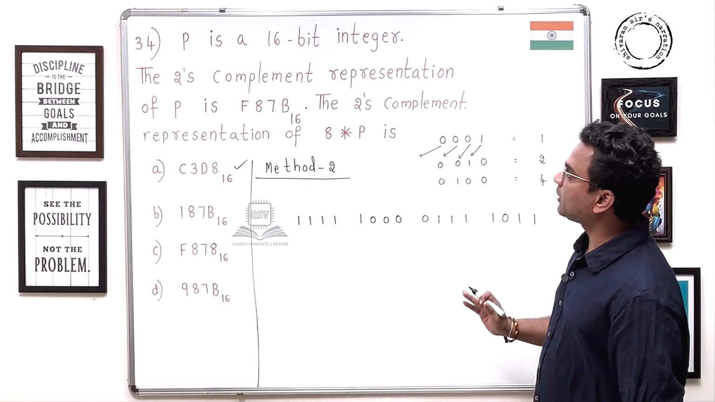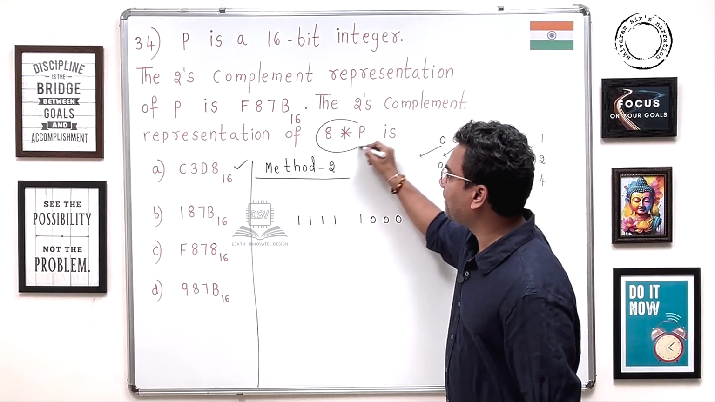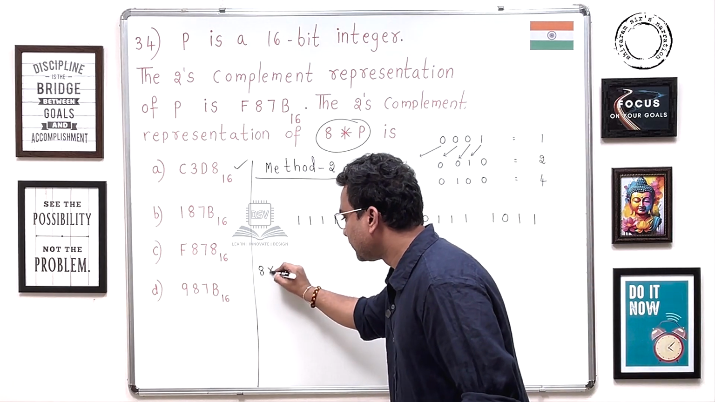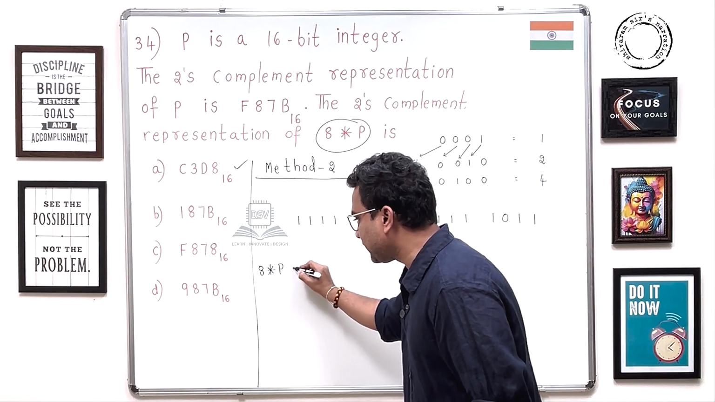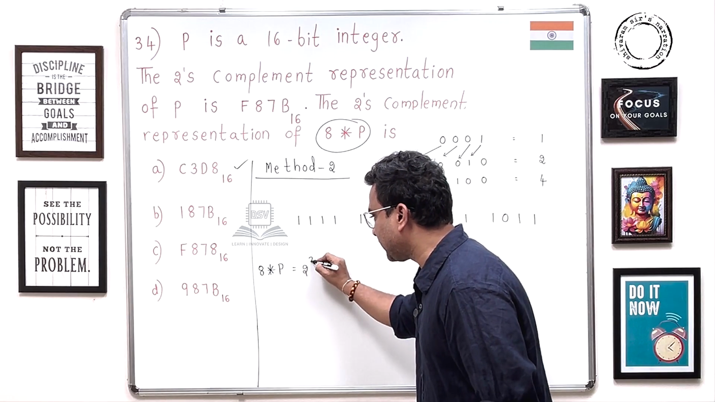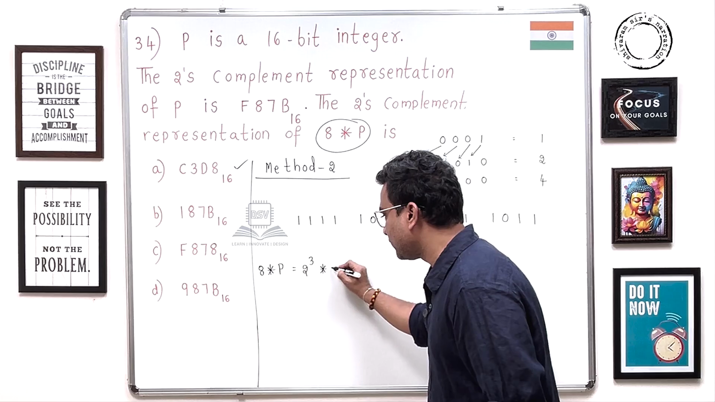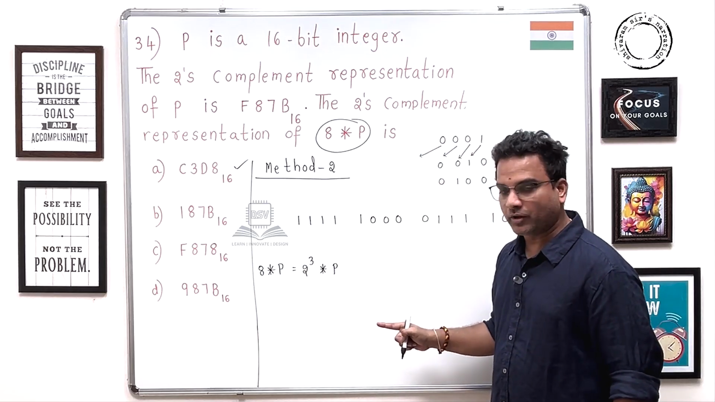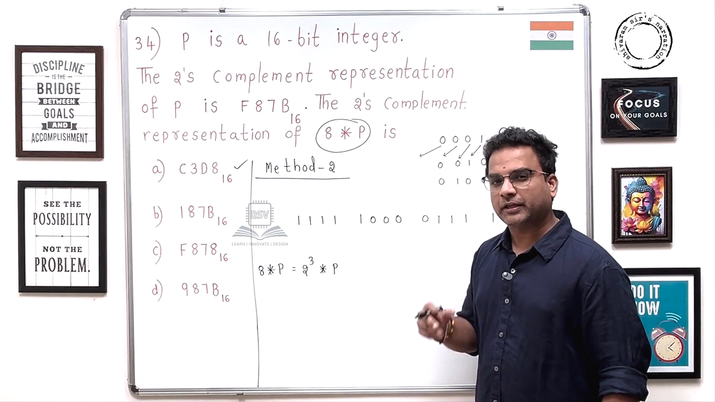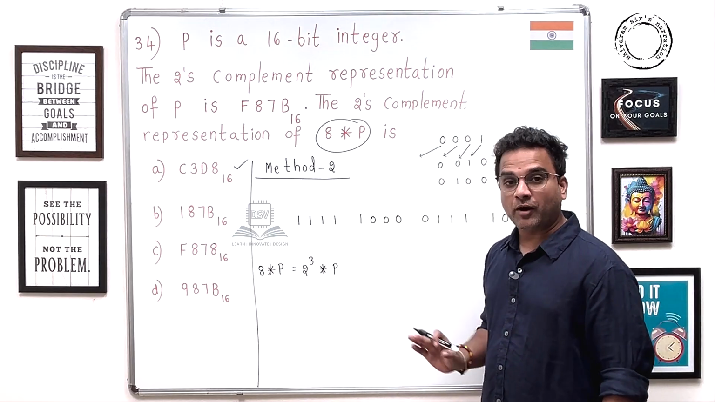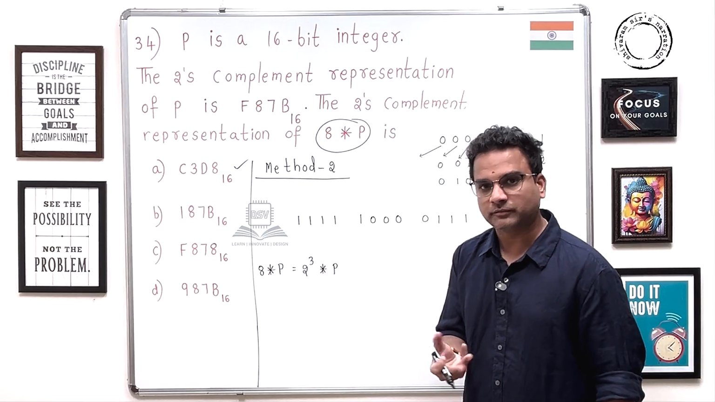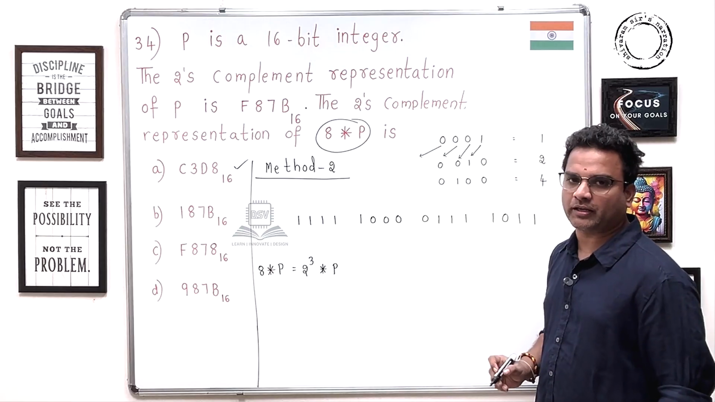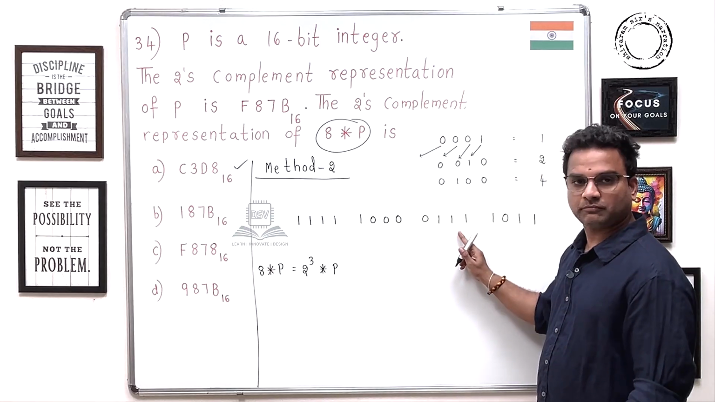Yes. Now here what he asked is 8 into P, right? So let's write 8 into P. This 8 into P can be written as 2 power 3 into P only. If you want to multiply the P value by 2 power 3, it is similar to performing the shift left operation 3 times. That is equal to 2 power 3 into P only. Now let's take this sequence.